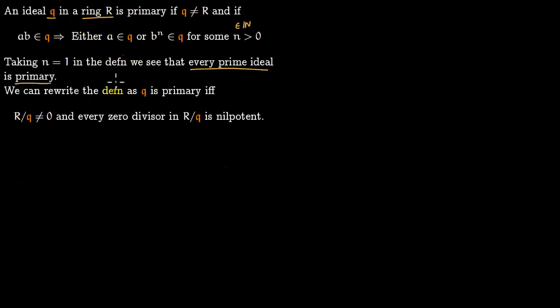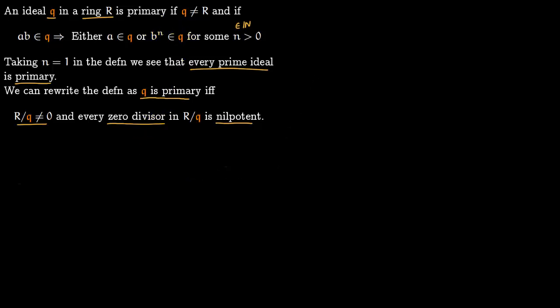Now we can rewrite this definition again. So we can define Q as primary if and only if Q is not equal to R, which would mean R modulo Q is not 0, and every 0 divisor in R modulo Q, so a 0 divisor in R modulo Q is precisely A times B which ends up landing in Q, is nilpotent. In the sense that either A lies in Q or B to the N lies in Q, because A and B are both 0 divisors in this ring, as A times B lands in Q. So every 0 divisor is nilpotent in the sense that if you take some 0 divisor like B raised to the power of N, it will lie in Q.